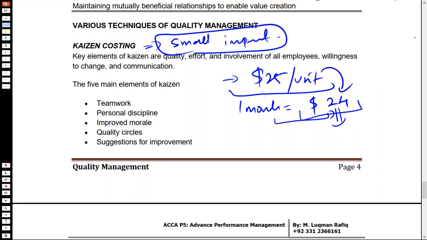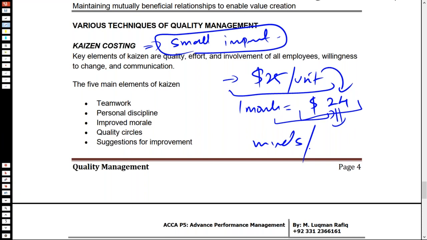So the employees would get motivated because they would think that this is something doable. They would apply their minds and try to reduce this cost somehow or the other. When they apply their mindset, they would be able to reduce the cost to whatever extent is possible.